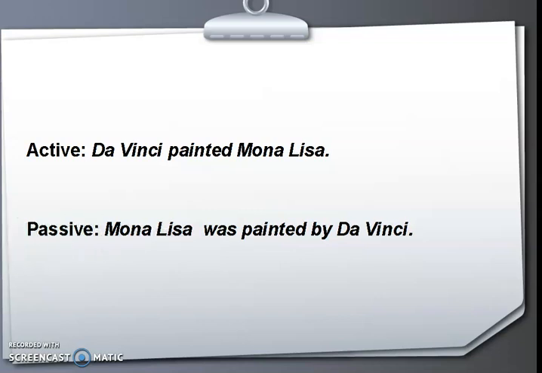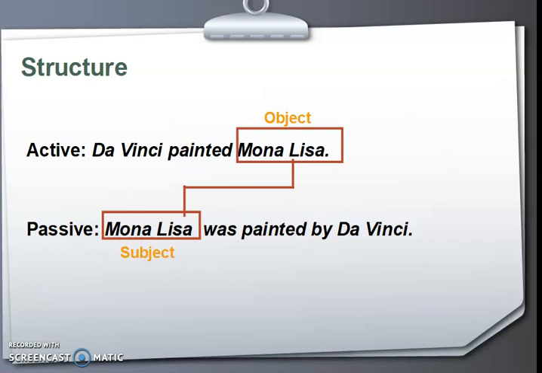Vice versa process. Da Vinci painted Mona Lisa in an active one. So somebody did something. A subject is doing something to or on the object. And in a passive one, Mona Lisa was painted by Da Vinci. So the object of an active sentence becomes the subject of the passive one. Mona Lisa was painted by Da Vinci. We also have a by section here for the agent because it is important. Da Vinci is the author, he is the artist, and the famous one.